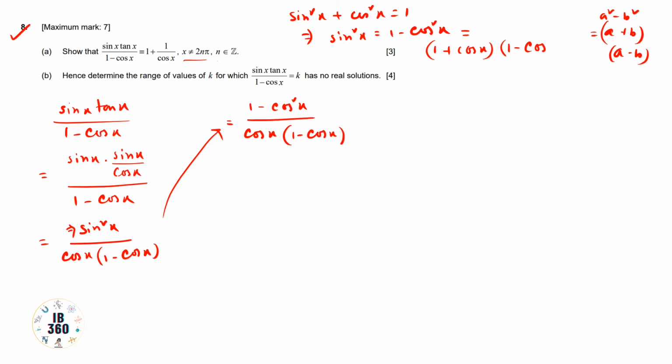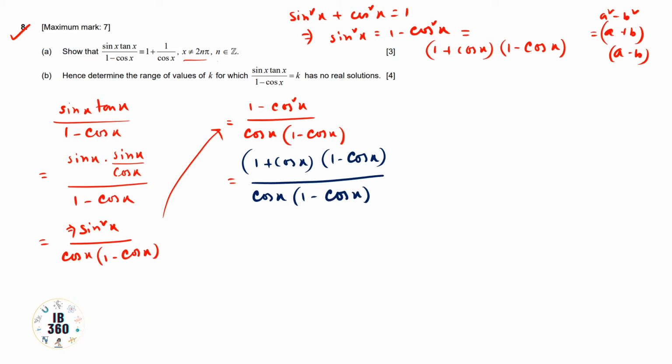1 minus cos x. So just use this formula here, and after applying that we will get 1 plus cos x into 1 minus cos x, divided by cos x into 1 minus cos x. So we can cancel these two terms as x cannot be 2n pi. If x cannot be 2n pi, so 1 minus cos x cannot be 0.